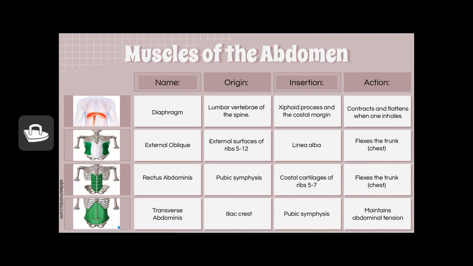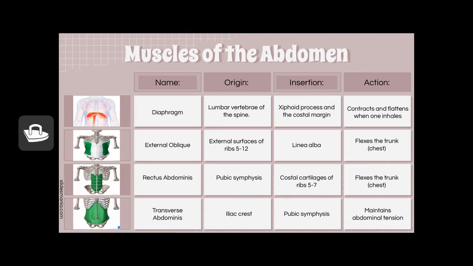The third muscle we have here is the rectus abdominis. The origin is the pubic symphysis. The insertion is the costal cartilages of ribs 5 through 7. And the action of its function within the body is that it's also going to flex the chest. Lastly, we have the transverse abdominis. Its origin is the iliac crest, and the insertion is going to be the pubic symphysis.